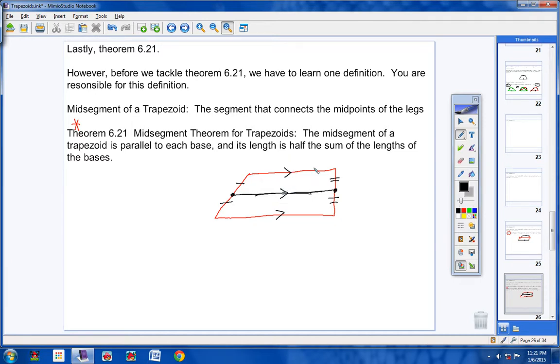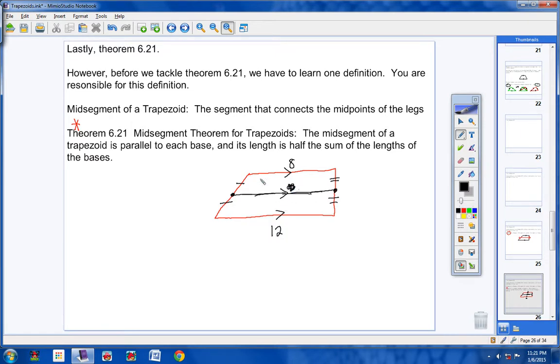Secondly, if this length up here was 8, and this length down here is 12, add those 2 together, it's 20, and divide it by 2, and this length here is going to be 10. Let me go over that again. That's what this means right here. Half the sum of the lengths of the bases. Okay?